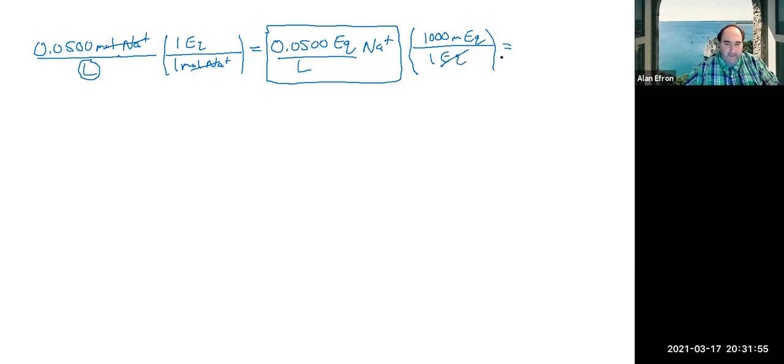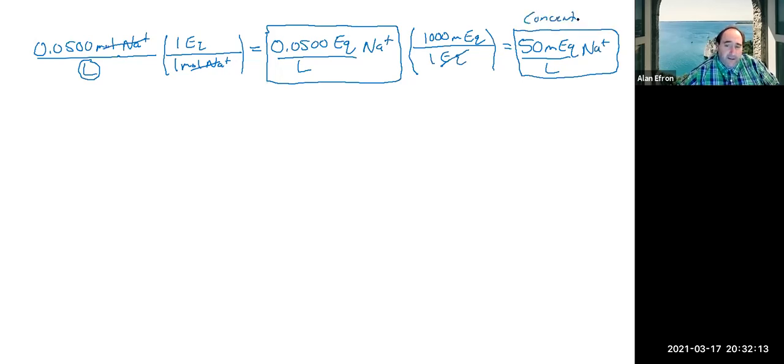And we will end up with 50 milliequivalents per liter of sodium ions floating around in that solution. These are what are sometimes referred to as the concentration in milliequivalents per liter and equivalents per liter. And by the way, this original number, the moles per liter, was also a concentration.